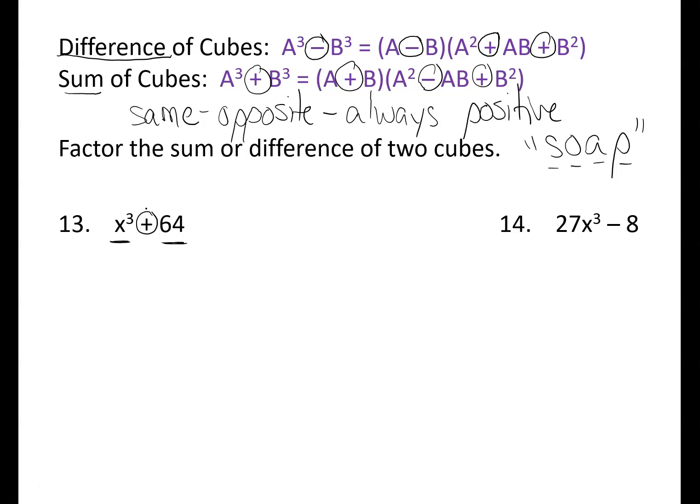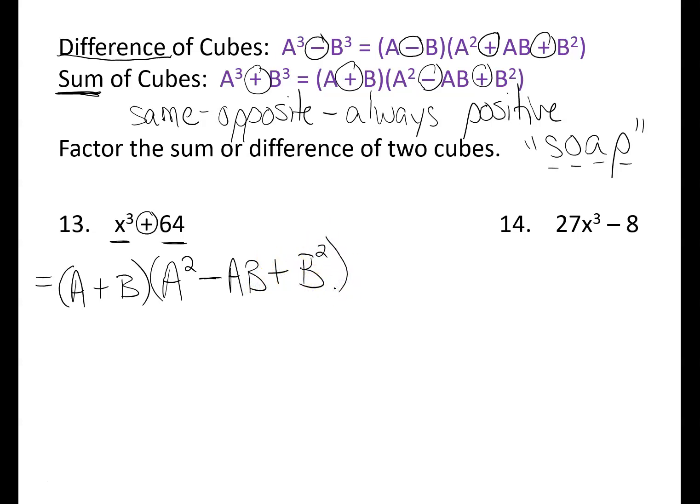So we're looking at the sum of cubes formula. If it's helpful to you, you can write it down with the A's and B's in it. I'll go ahead and do that here. So A, same sign, so A plus B, open, and it's A squared, opposite sign, and then it's AB, always positive, B squared. So that's the formula we're going to use.